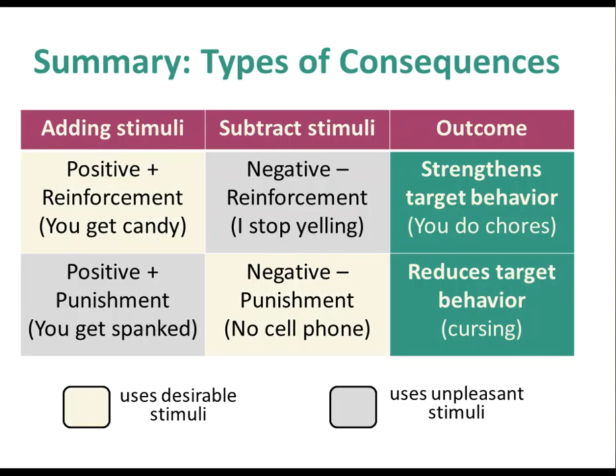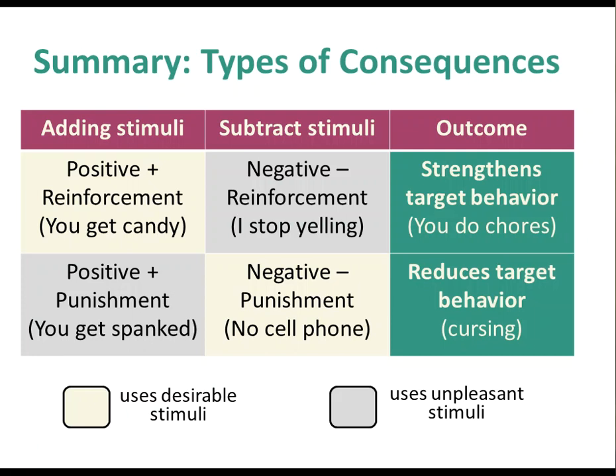The summary and types of consequences. So we have adding stimuli, subtracting stimuli, and the outcome. A positive reinforcement, we add: you're getting candy. A negative reinforcement: I'll stop yelling. So think about this. We're adding something that is desirable, by getting candy, or stopping something which is unpleasant, by stopping yelling.